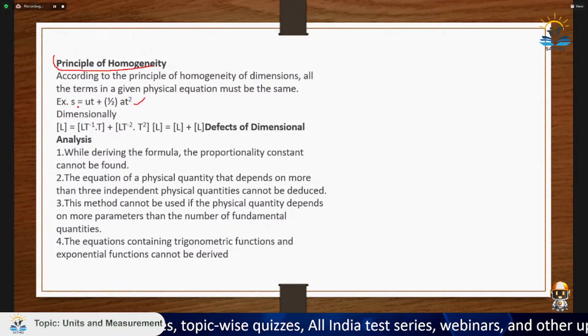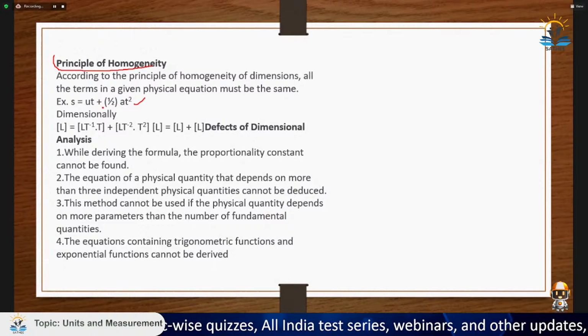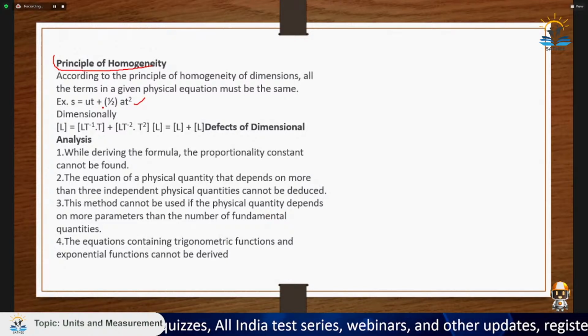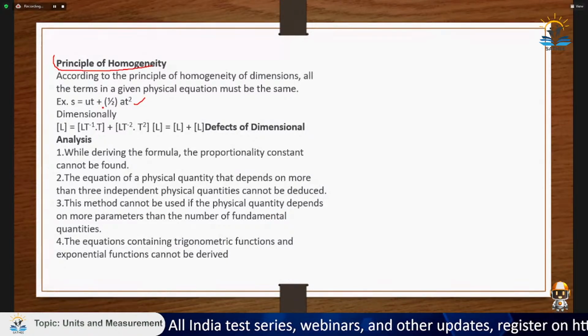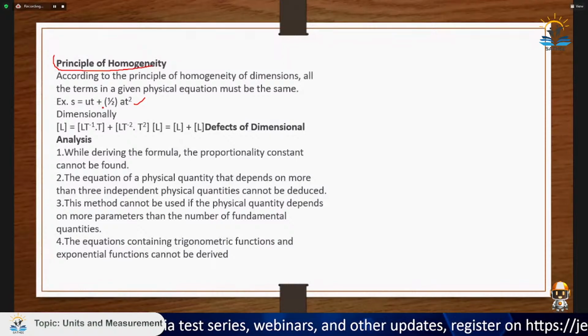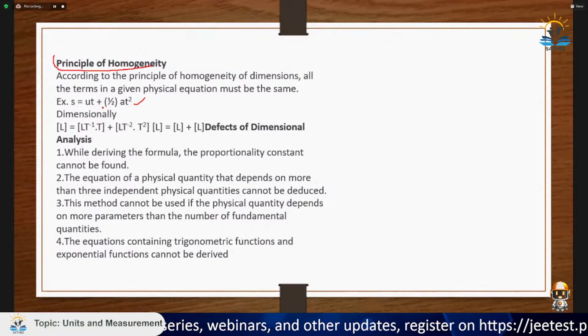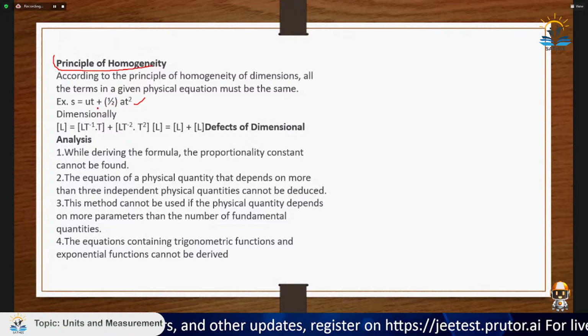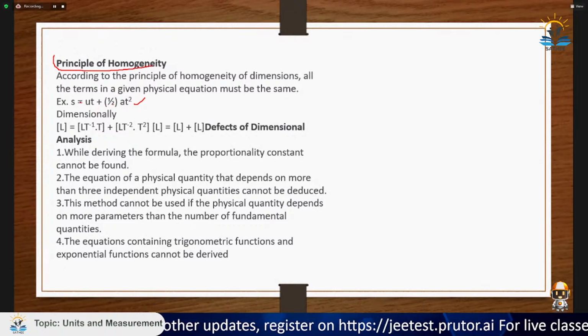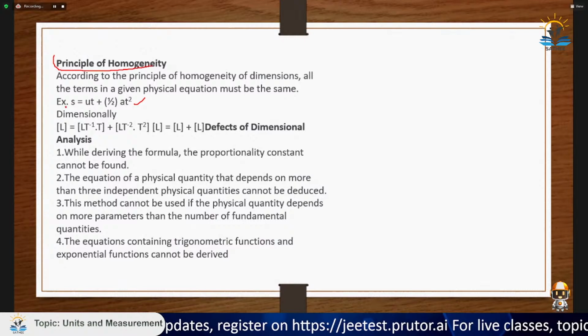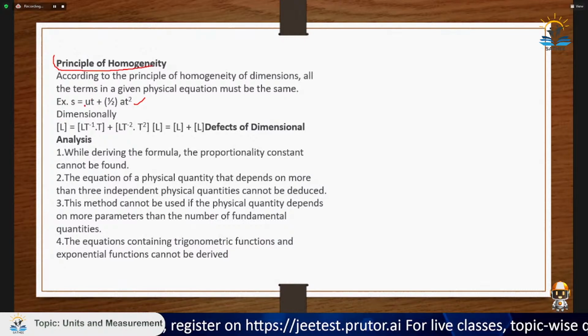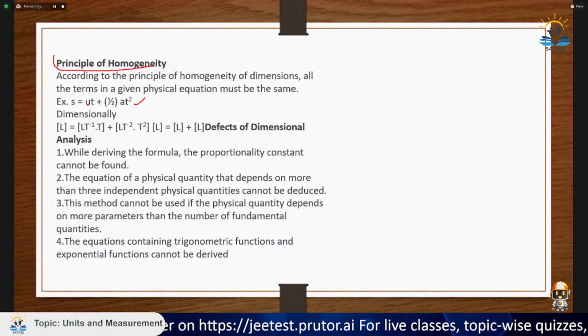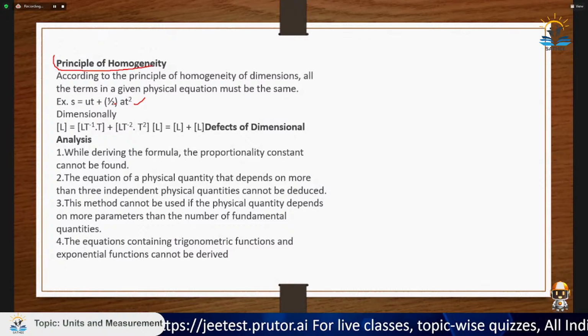Since we are adding two terms, we already read that we can add and subtract only terms of the same dimension. Like for energy, we can add energy to energy, but we can't add energy to a force. So when we are adding two terms, the dimensions of both the terms should be the same. And here, since the result is L, the dimensions of these two terms should also be equal to L.